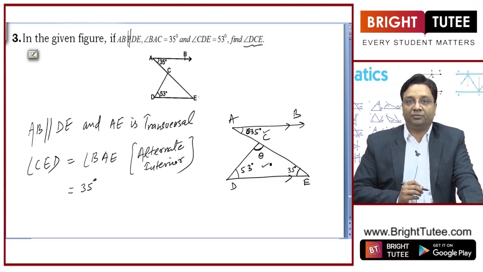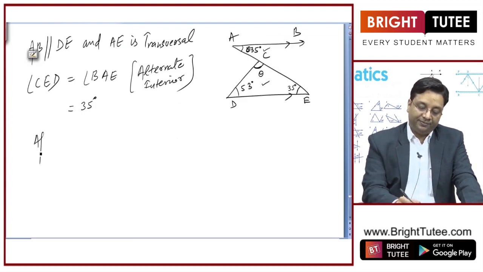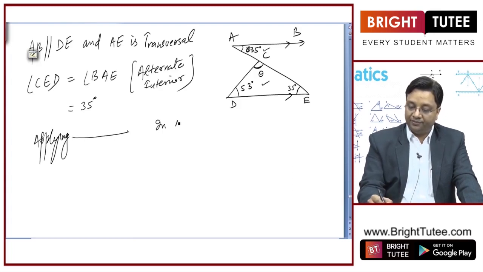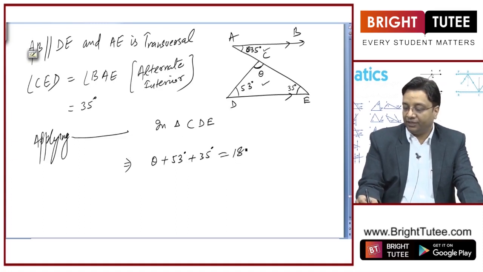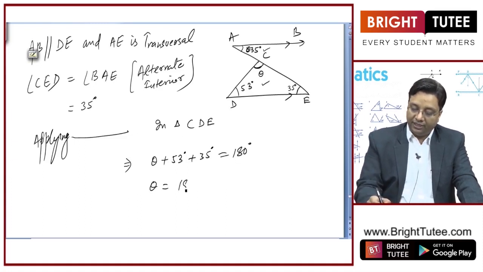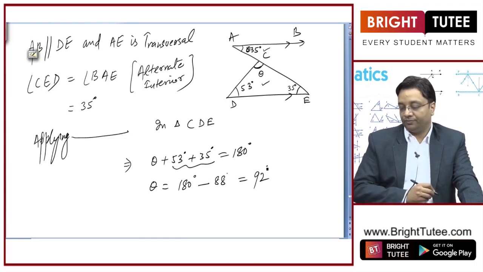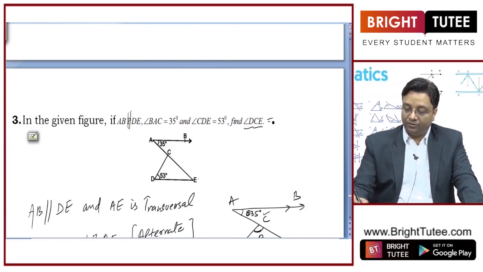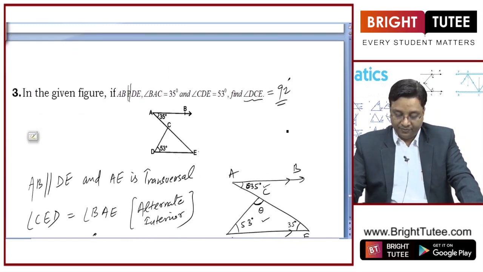Now I just have to apply angle sum property in this triangle. So applying angle sum property in triangle CDE, I can say that theta plus 53 plus 35 is equal to 180 degrees. So theta is equal to 180 minus, what is their sum? It is 88. So 180 minus 88 will be equal to 92. Okay, so theta, that is the required angle DCE, is equal to 92 degrees.